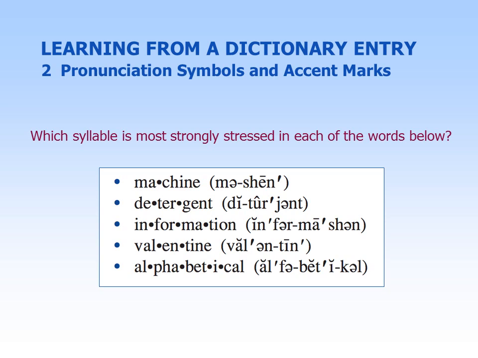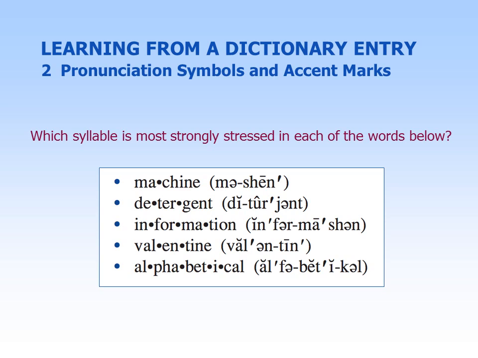Machine, it has two syllables. Sheen is accented. Look at the mark. Detergent, ter is accented. It's the second syllable. Detergent. Okay, the next word has two accent syllables. Information. The third syllable, may, is the strongest accented. In also has a lighter accent mark.